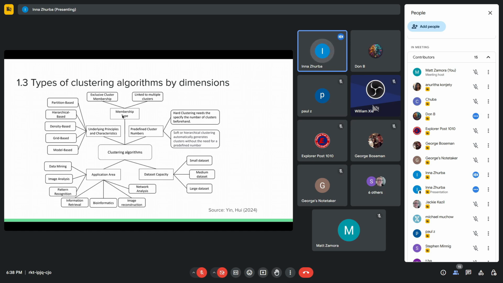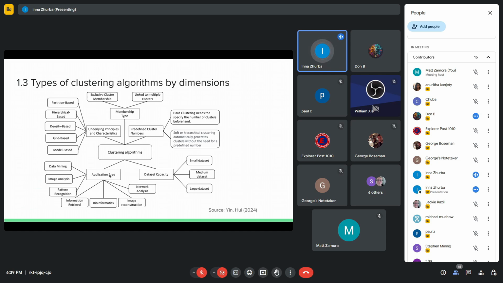By the membership type, it's an exclusive cluster membership algorithm, because each data point can be assigned only to one cluster. So we cannot have two clusters assigned to the same data point. It uses hard clustering, and we need to specify the number of clusters beforehand, so we need to know that.